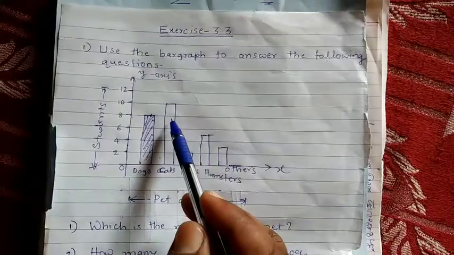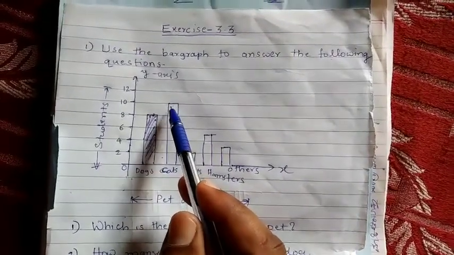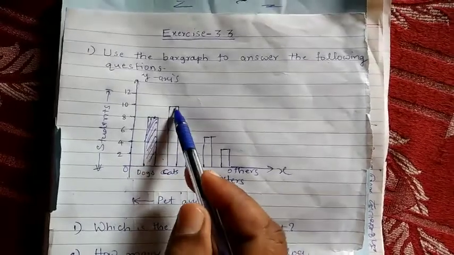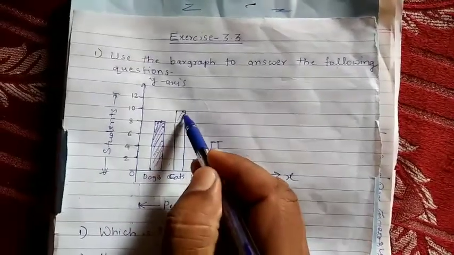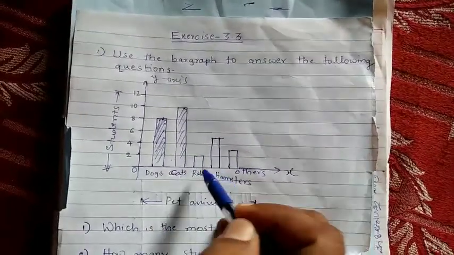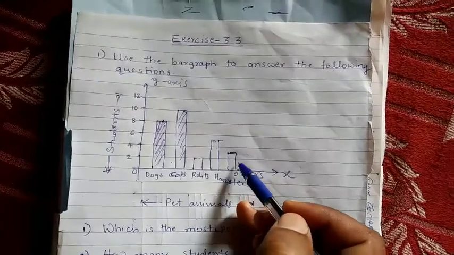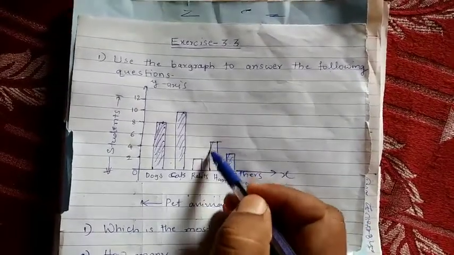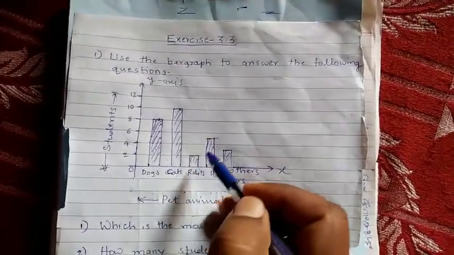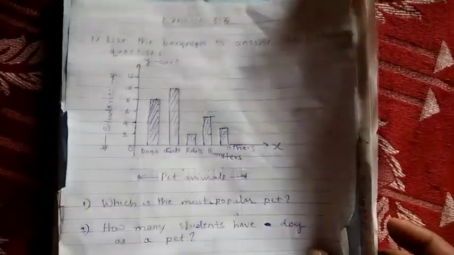Understood? And in this second one, 10 students are interested in cats. So this rectangular bar belongs to cats, this one belongs to rabbits, this one belongs to hamsters, and this one belongs to other pets. Now using all this we have to answer the following questions. Understood?